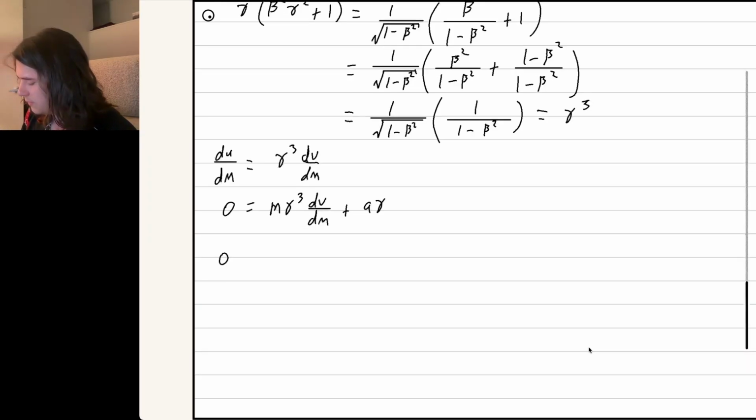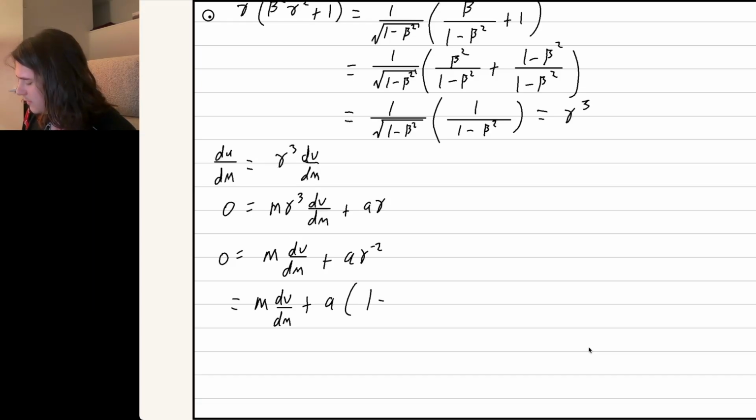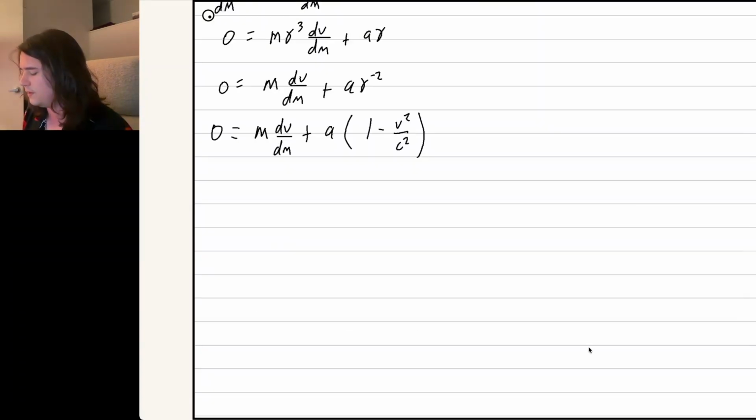To make it look more like what Goldstein prescribed, we'll just divide everything by gamma cubed. So we'll have m dv dm plus a gamma to the minus 2. And you know that gamma to the minus 2 will just be 1 minus v squared over c squared. So we got there in the end. This is what Goldstein was looking for. It's going to involve some integration.